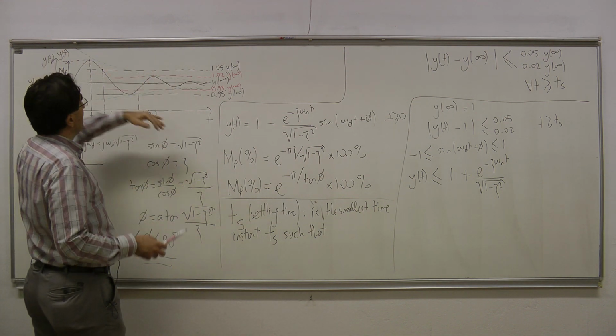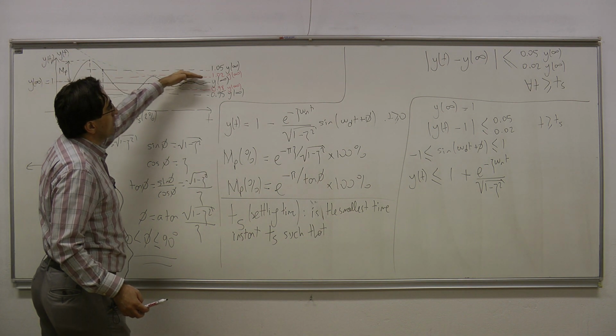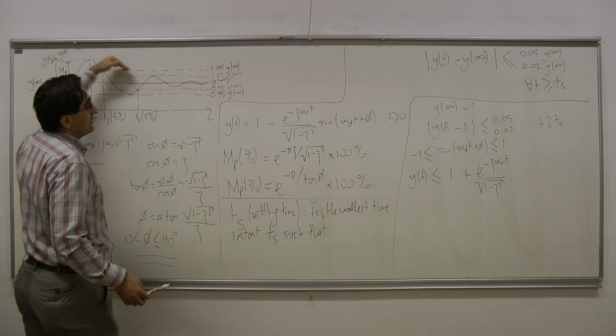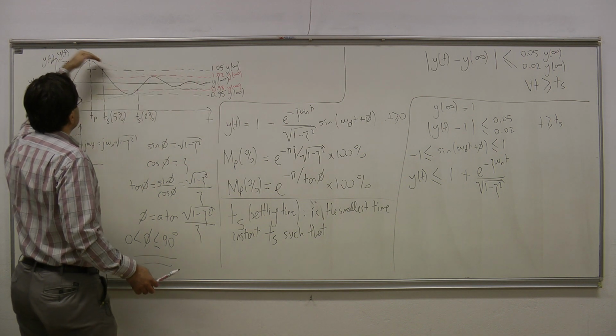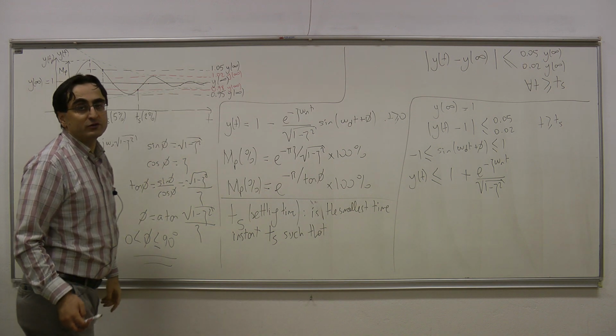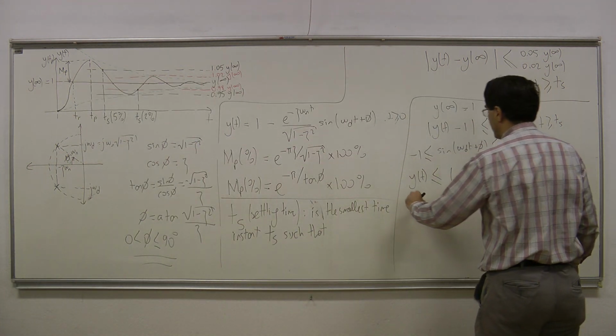It is always larger than 1, and it is decreasing in time without any oscillations. So this upper bound is always larger than or equal to this response, the actual response y of t. Okay? And what about the lower bound?